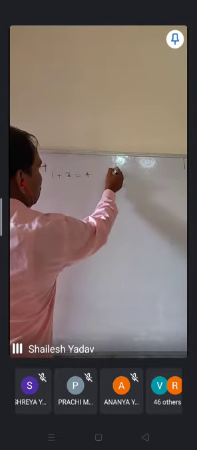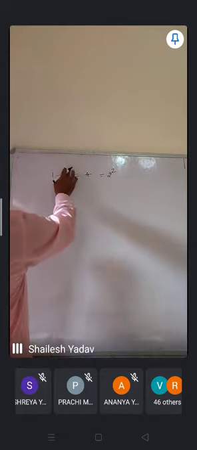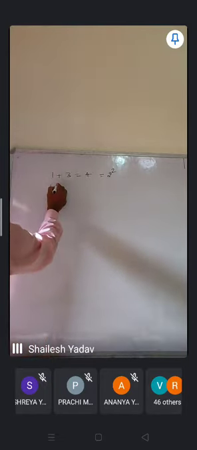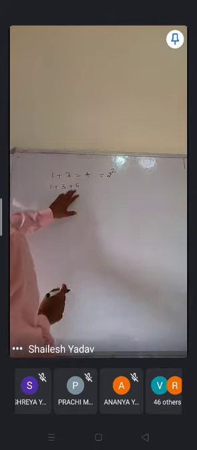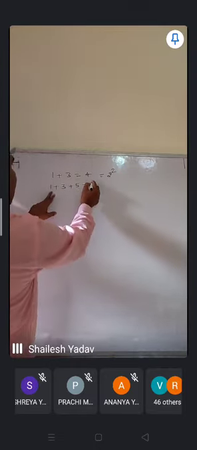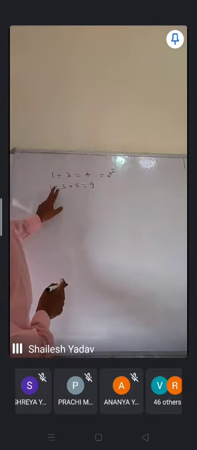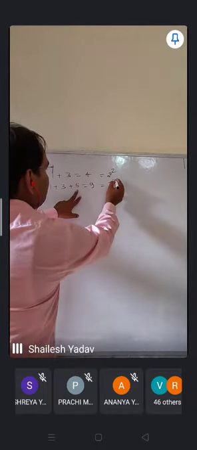So the sum of the first two odd numbers is equal to 2 square, so 2 square equal to 4. In the same way, for the first three odd numbers, 1, 3 and the next odd number is 5. What is the sum? 5 and 3 is 8, plus 1 is 9. And how many odd numbers are there? 1, 2, 3. So that is equal to 3 square.